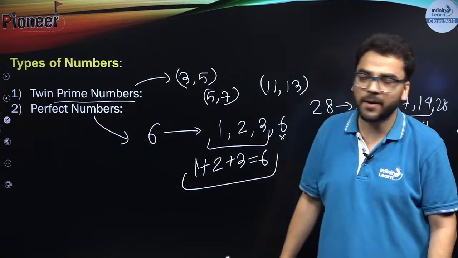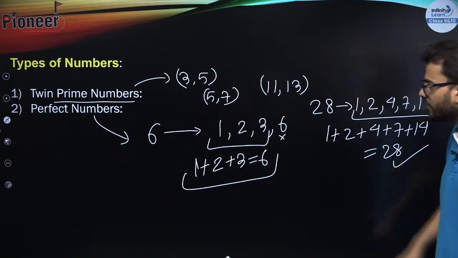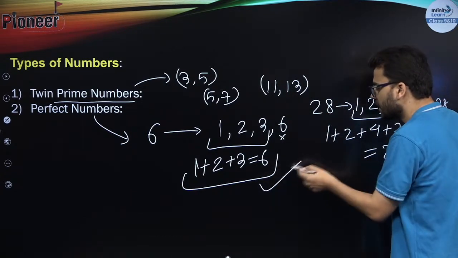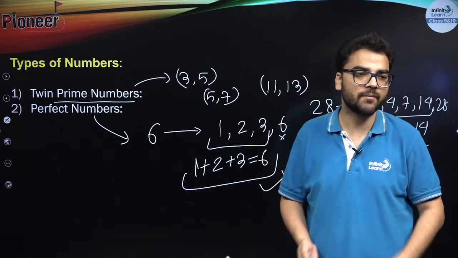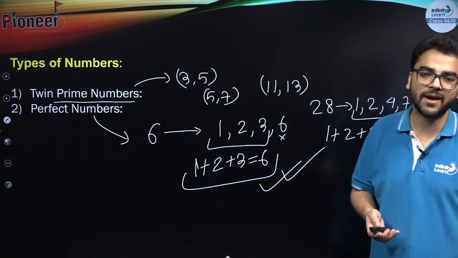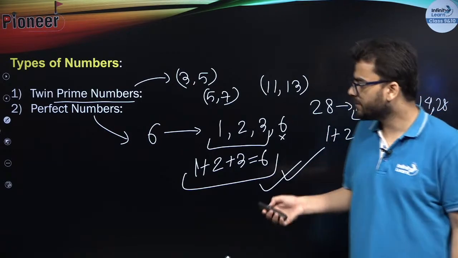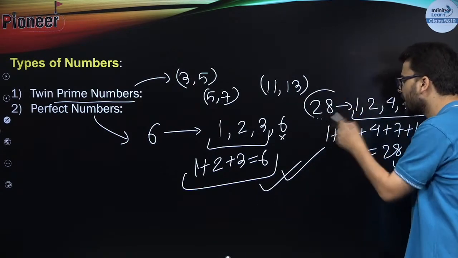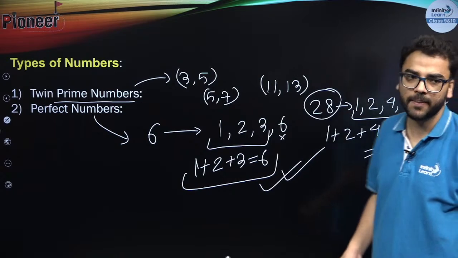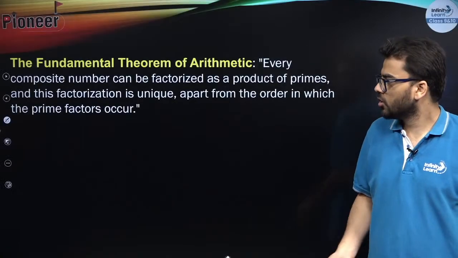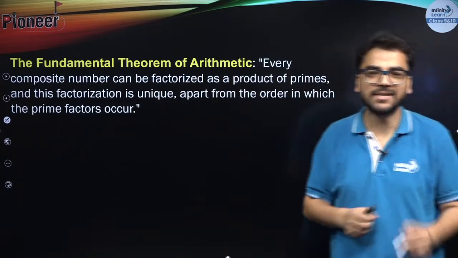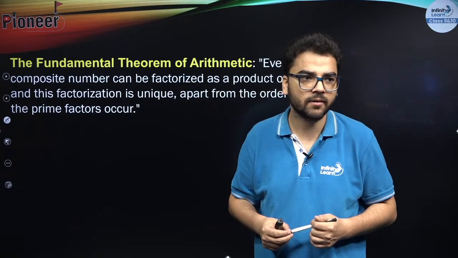So is it clear to everybody, the twin prime numbers and the meaning of perfect numbers? A perfect number is a number which is equal to the sum of its proper divisors. For example, 6, for example, 28, and many other perfect numbers as well. I hope it is clear to you. So that's all we needed to discuss in the basics, the types of.